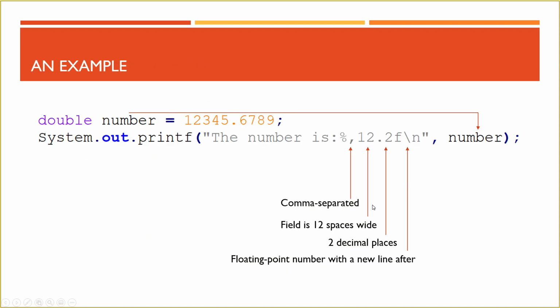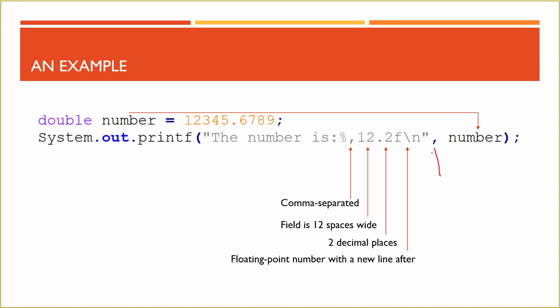So here's an example. Let's say that I have some kind of number and I want it to be comma separated. I want it to have only 2 decimal places. And I want a new line after my message, right? So how you would do that using the printf method is, notice my 2 things here, right?